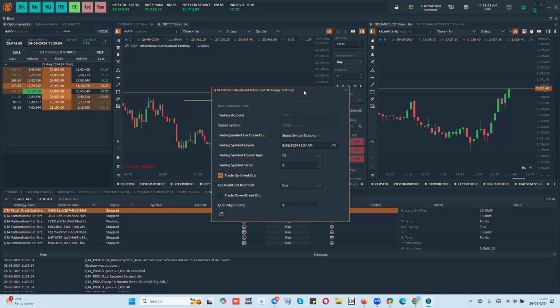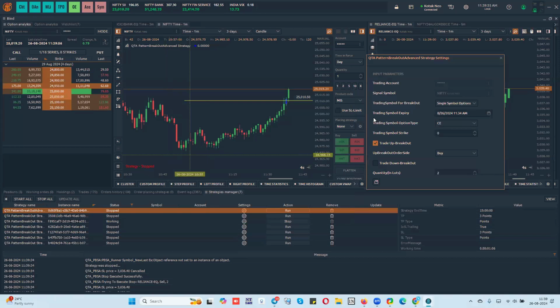So single symbol option mode. When I'm selecting option mode, I have to select the expiry date, which is 29 for Nifty. I'm buying the call option. Okay, I'm selecting at the money strike. So I'm using 0, but if I want out of the money, I will take 1. If I want in the money, I will do -1. So I can add -1, -2 like this, or I can go down like this.